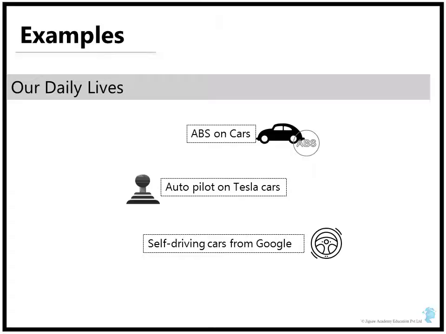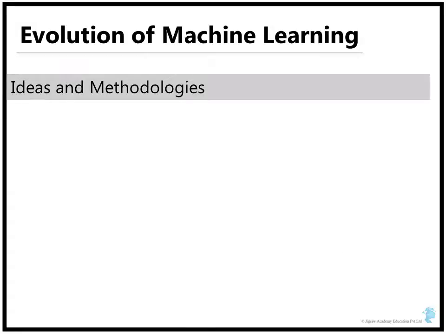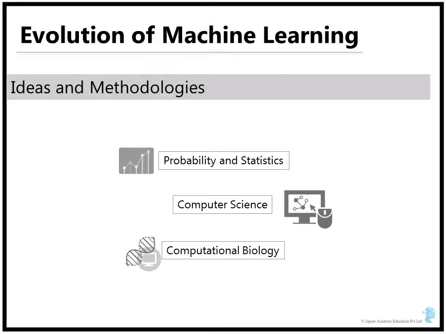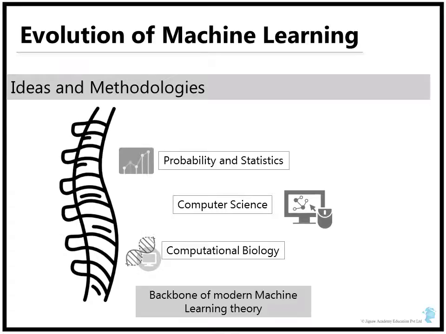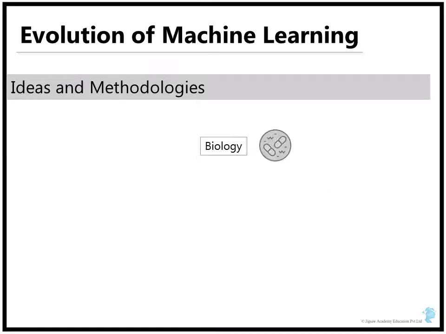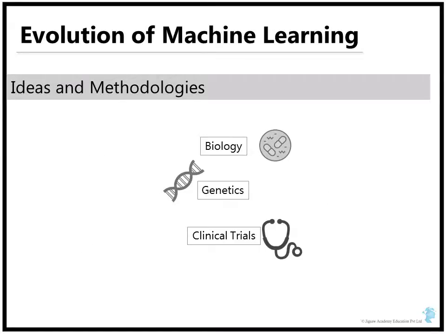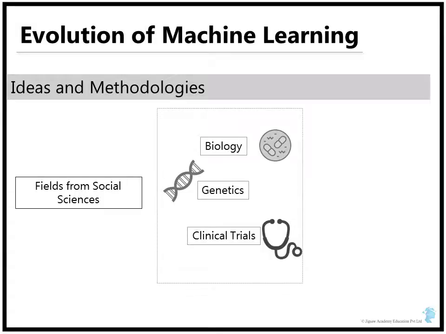And this field is not a new field by any means. Over the last couple of decades, machine learning has combined ideas and methodologies from many different fields like probability, statistics, computer science, computational biology, and much more. Probability, statistics, and computer science basically form the backbone of modern machine learning theory. It also borrows ideas from biology, genetics, clinical trials, and many other fields, including social science.